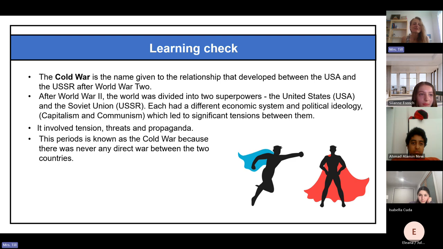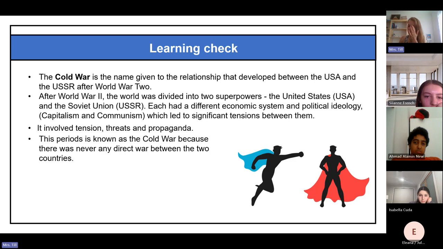Right, so we've got the Cold War is the name given to relationships that developed between the USA and the USSR after World War II. The world was divided into two superpowers, the United States and the Soviet Union. Each had a different economic system and political ideology, which led to significant tensions between them. So it involved tensions, threats, and propaganda.